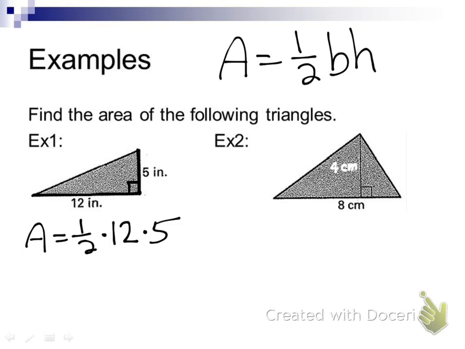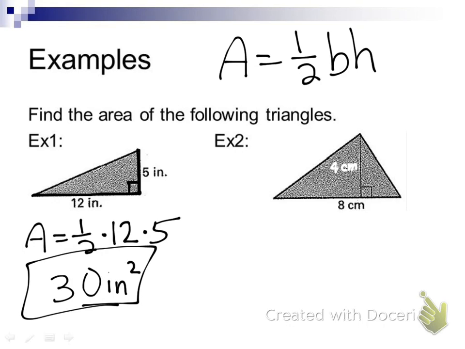Well, 12 times 5 would be 30. Yeah, 30. 12 times 5 is 60, and half of 60 is 30. So the answer is 30. Good. We're still talking about area, so square inches. Very good. Another way to think about it: 12 times 5 is 60 and half of 60 is 30. You could do half of 12, which is 6, and then 6 times 5, which is also 30. It just depends how it makes sense to you.